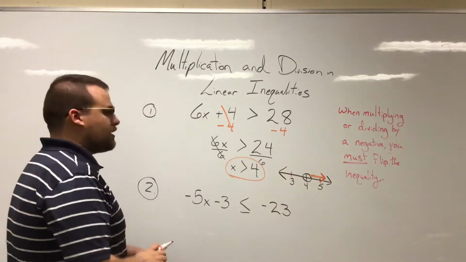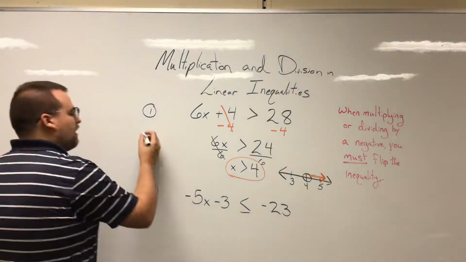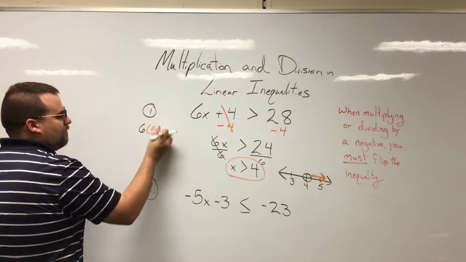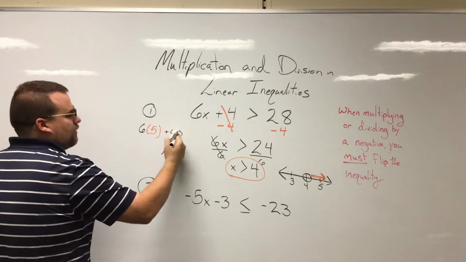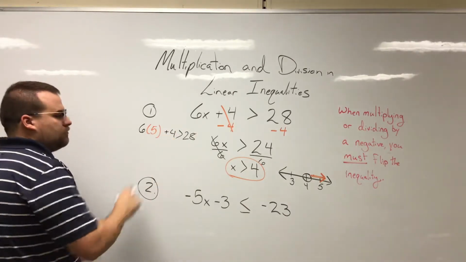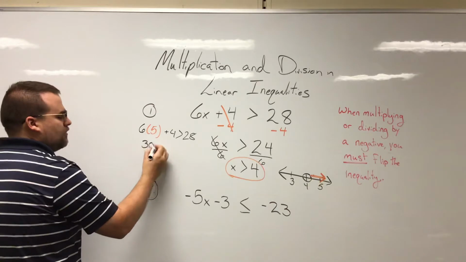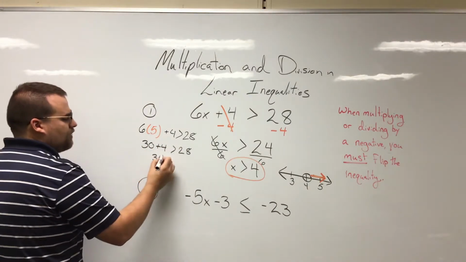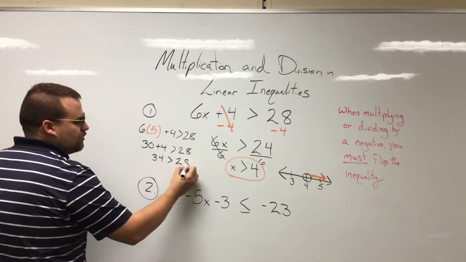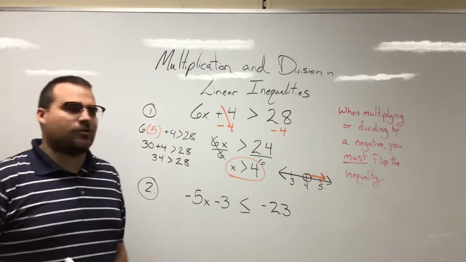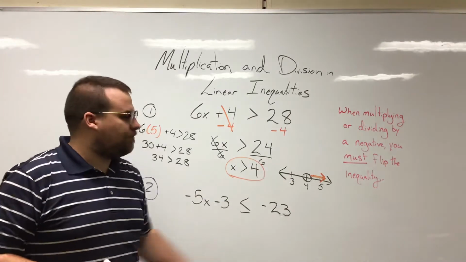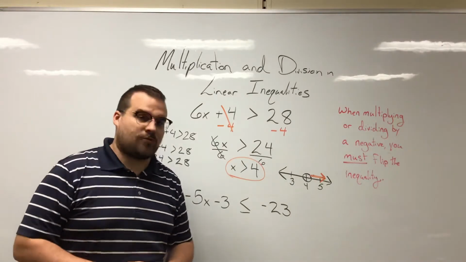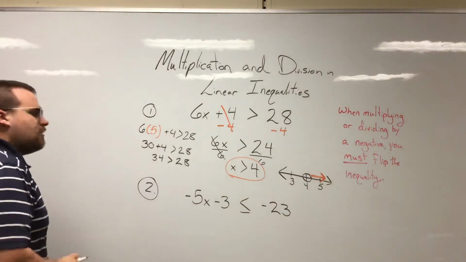And if I want to check my work, I can take one of these larger numbers, such as 5, and plug it into my original problem. Let's do that real quick. 6 times 5 plus 4 is greater than 28. Well, 6 times 5 is 30, and 30 plus 4 gets me 34. Is 34 greater than 28? Is it a larger number? Absolutely it is. So it looks like my diagram and my answer are doing good. They look correct. All right, let's take a look at this second problem.